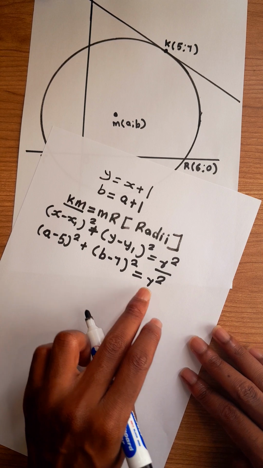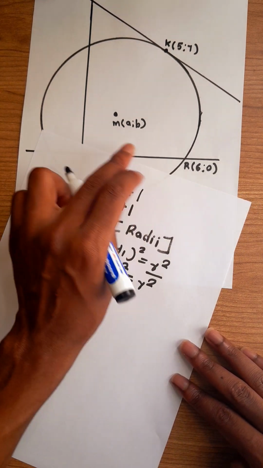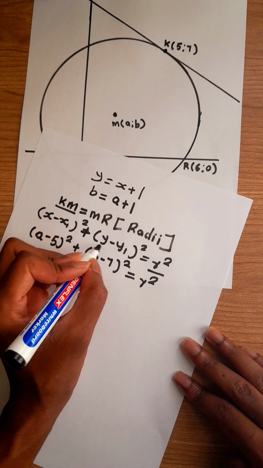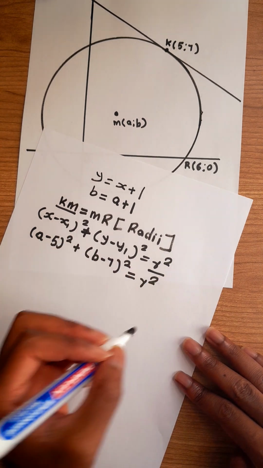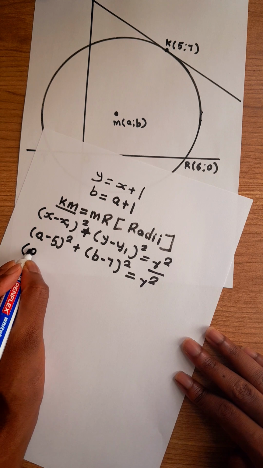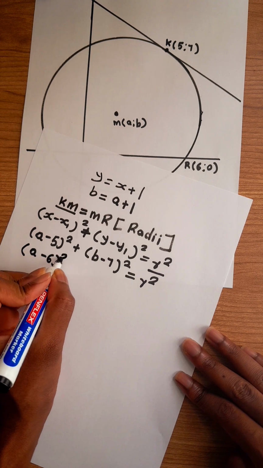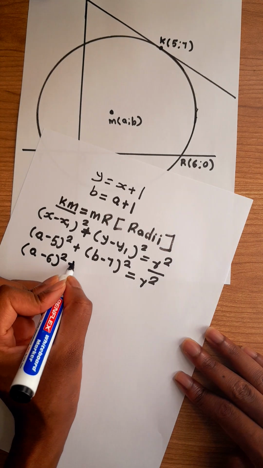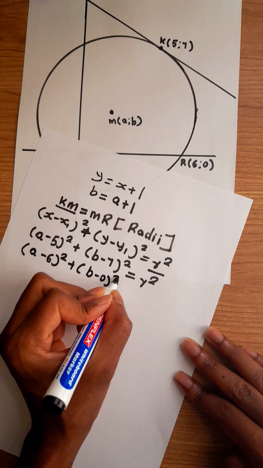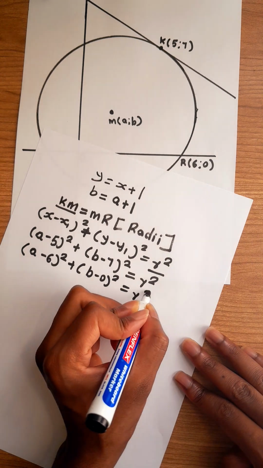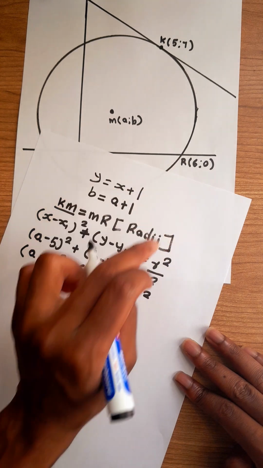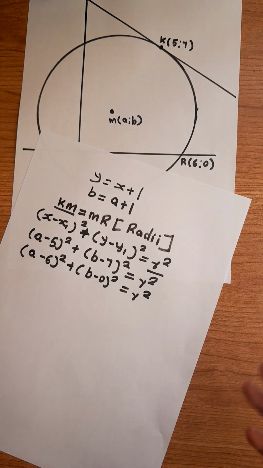Now let's choose for MR, right? So I'm going to have the same equation, x minus x1 squared plus y minus y1 squared equals r squared, right? So what am I going to have? I'm going to have a minus 6 squared, because of this 6, plus b minus 0 squared. This is going to equal r squared as well, but this r squared is going to be MR because it is the radius.